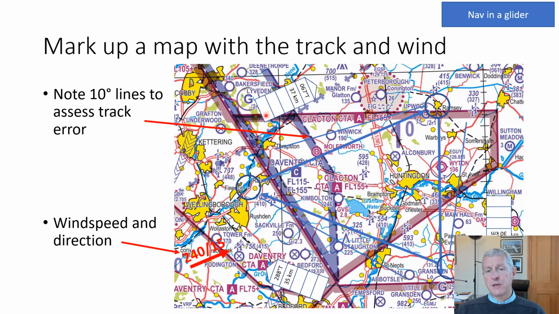We can stick some pieces of paper on the chart with the true track for the leg, the distance of the leg, and allow us to write what we think the time might be, or times that we've turned different points. And here we've put the wind speed and direction of the wind so that we know what that's going to be when we're in the air.